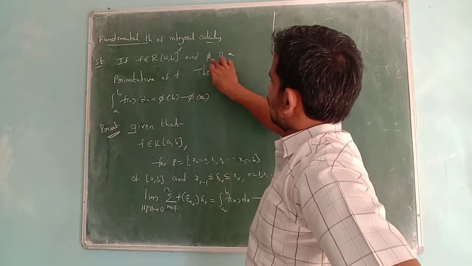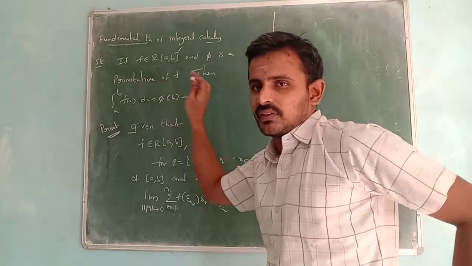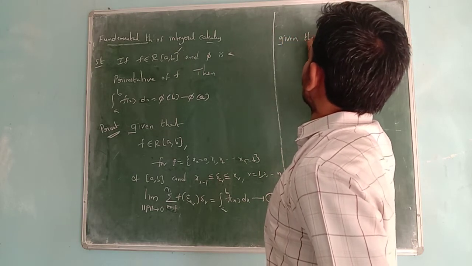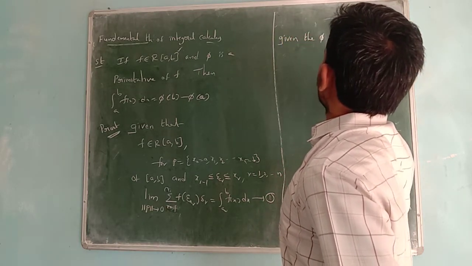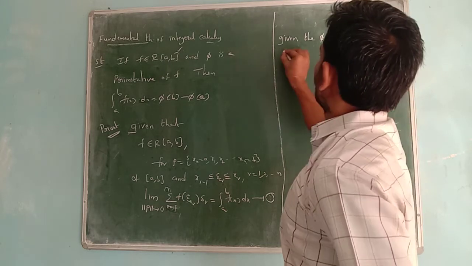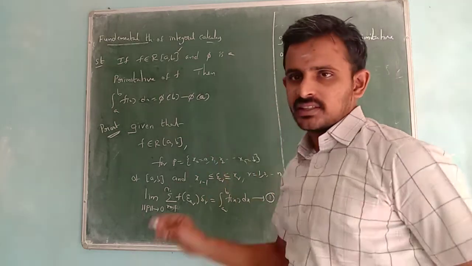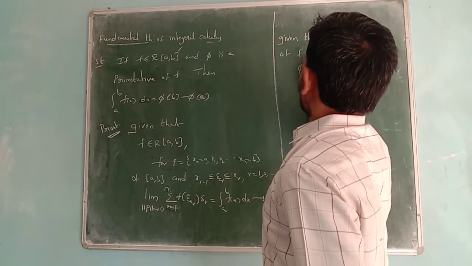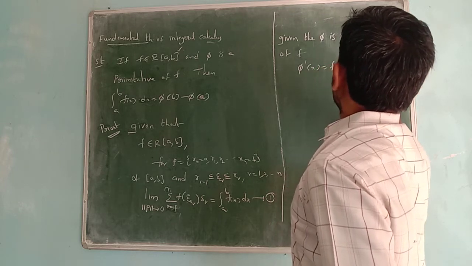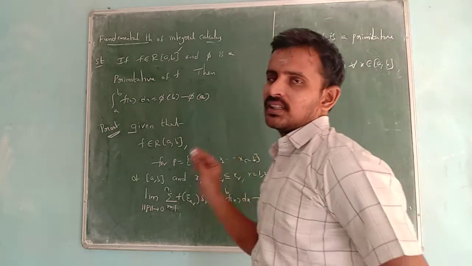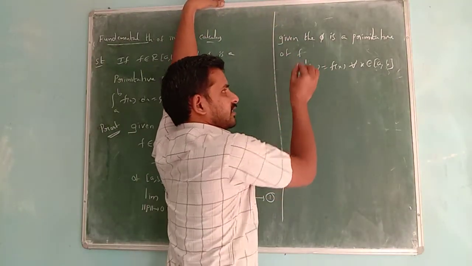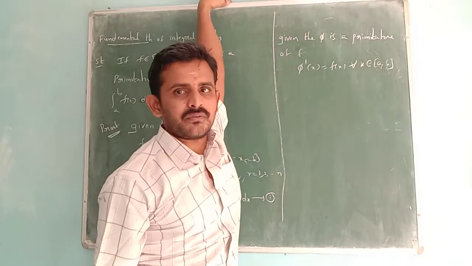So next, what is given: phi is a primitive of f. So given that phi is a primitive of f, what does it mean? It means that phi dash of x is equal to f(x) for all x belonging to closed [a, b]. This is the definition. Phi dash means the derivative of phi.